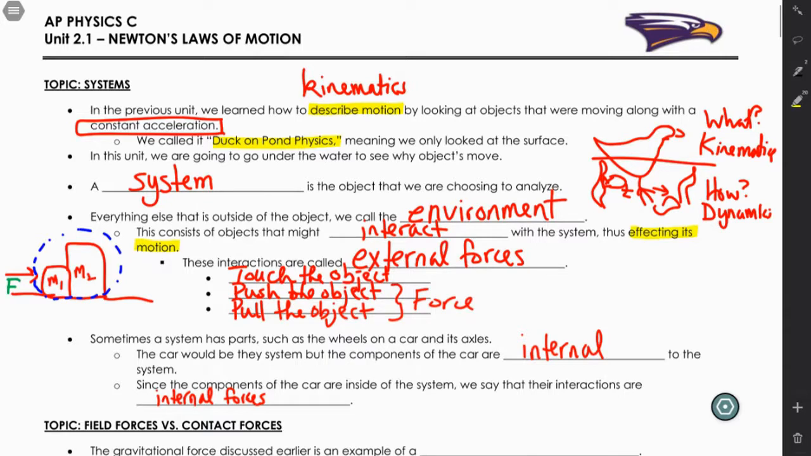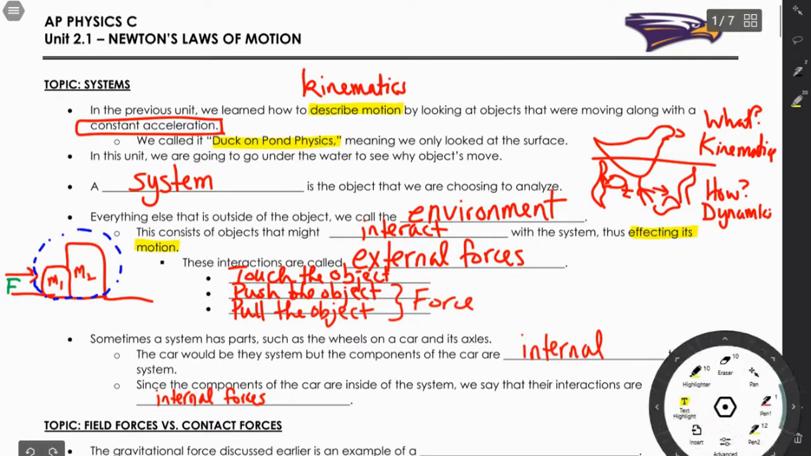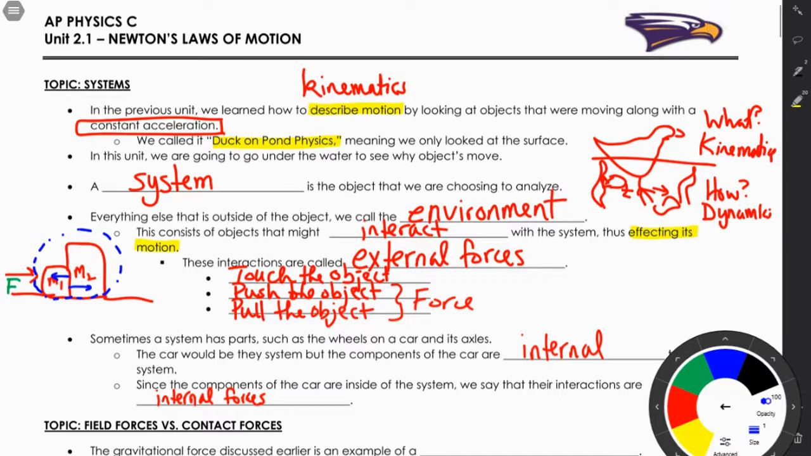But knowing that these two objects, mass 1 and mass 2, are internal or are touching each other, okay? The way I set my system up like this, yes, M1 will exert a force on M2, and M2 will exert a force on M1. But if I'm looking at the entire system, I can ignore those forces because they're inside the system.